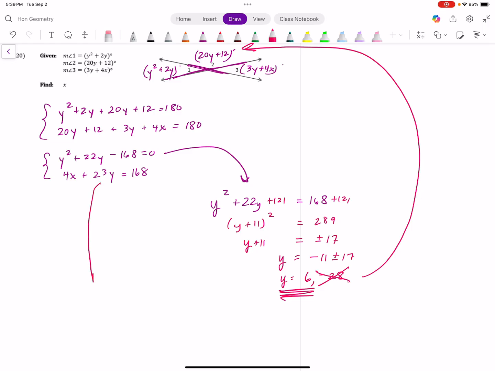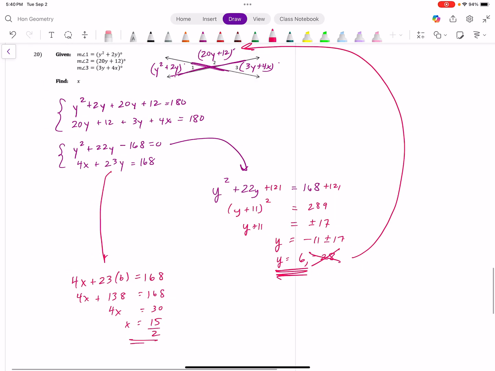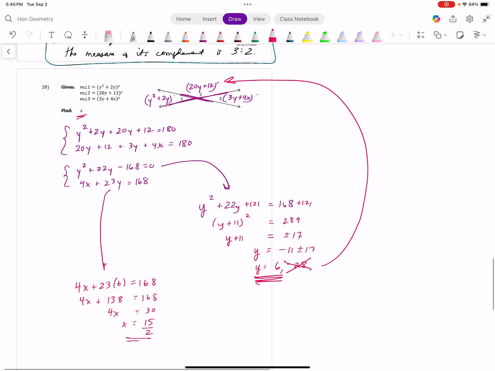And then I can come to here, and 4x plus 23 times y is 168. 23 times 6 is 138. We'll subtract 138 from both sides and divide both sides. That's 15 over 2. It's just 15 over 2. And what do they want to know? Find x. And let's just make sure that if we put that there, it will be a positive number. It sure will. So x is 7.5. All righty.